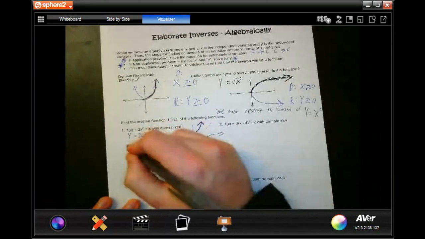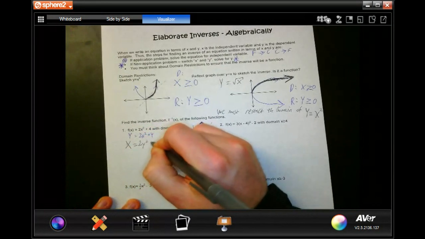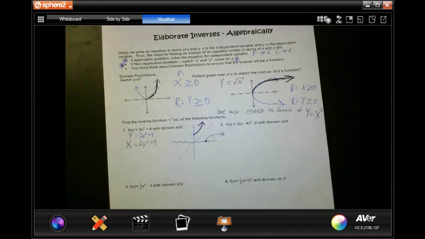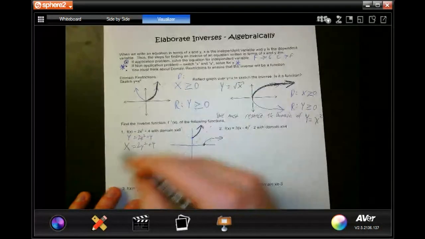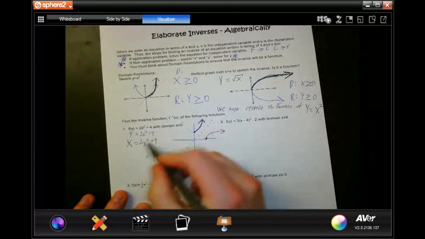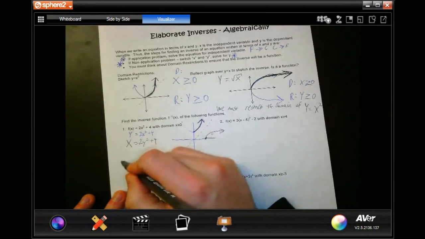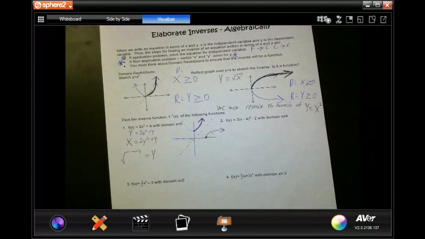Constantly switching colors here. Because x equals 2y squared plus 4. I told you guys to do that. Switch the x and the y. And then you use your algebra. You subtract 4. Then you divide by 2. Then you square root. And what you're going to come out to is y equals, because you're getting the y by itself, y equals the square root of, what did you guys have? Put it in the chat box. It's going to take you a second to write all of it.